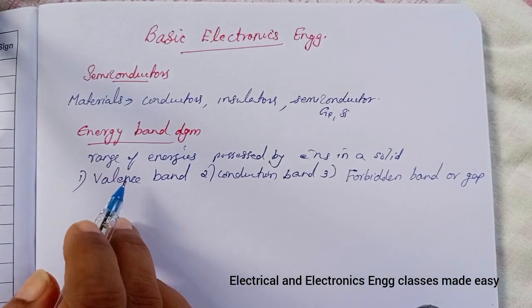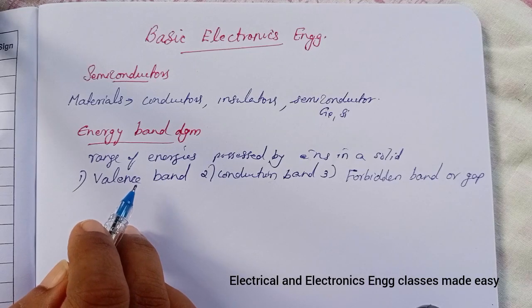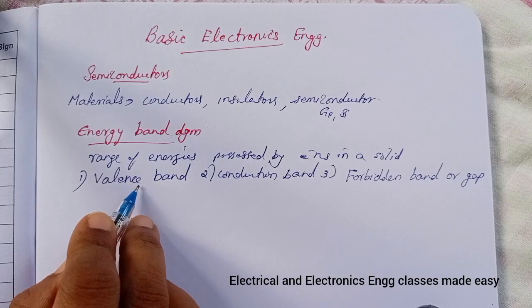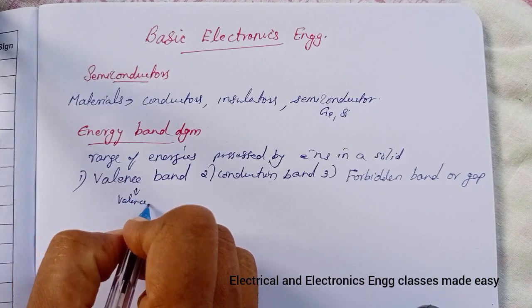Valence band. The valence electrons have least binding energy and more orbital energy. The range of energies possessed by valence electrons is called valence band. So these are about valence electrons.